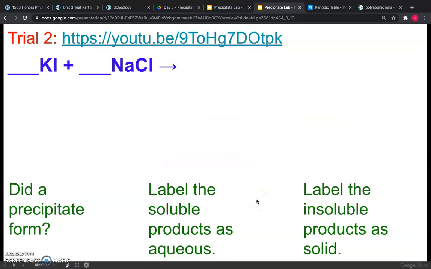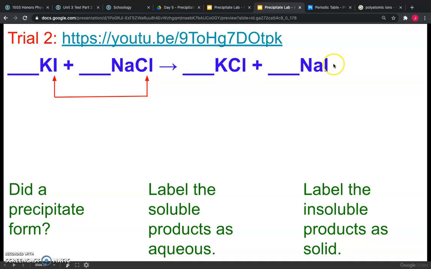Okay, next reaction. We've got potassium iodide reacting with sodium chloride. Again, this is a double replacement, so the iodide and the chlorine are going to trade places. So that's going to give us potassium chloride and sodium iodide.